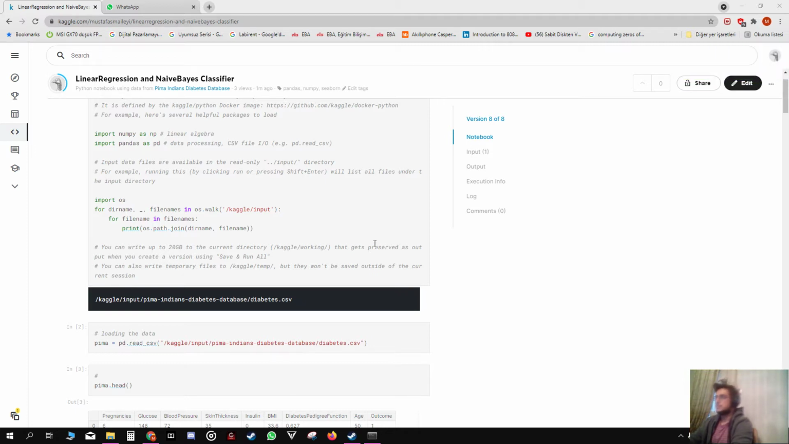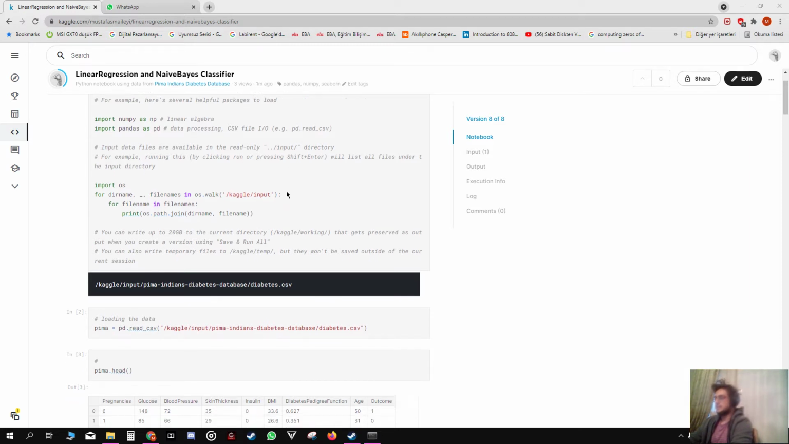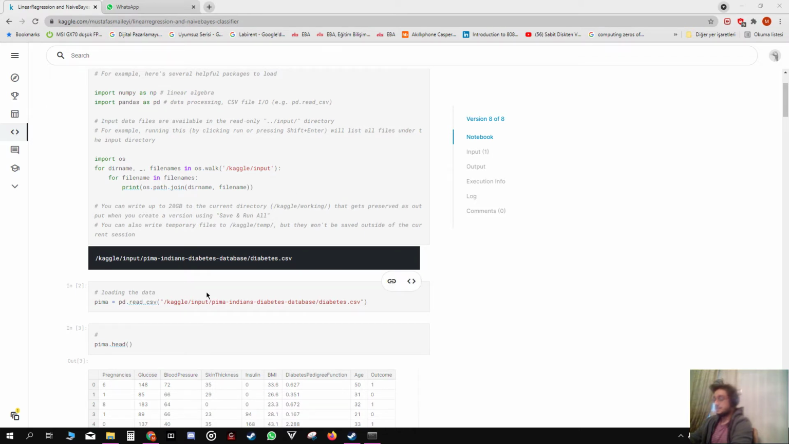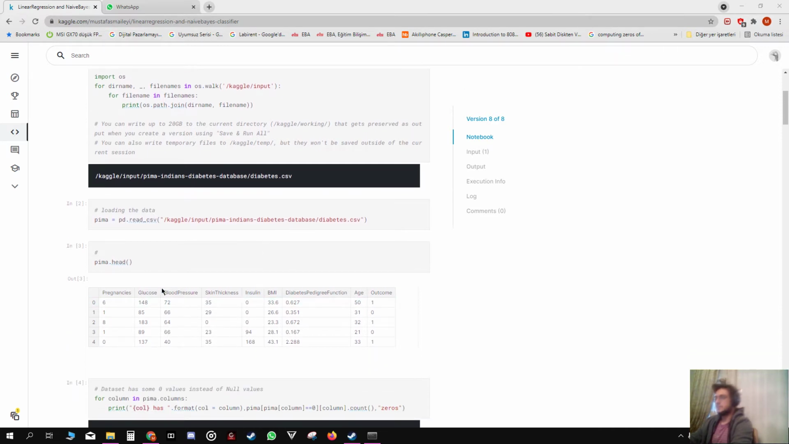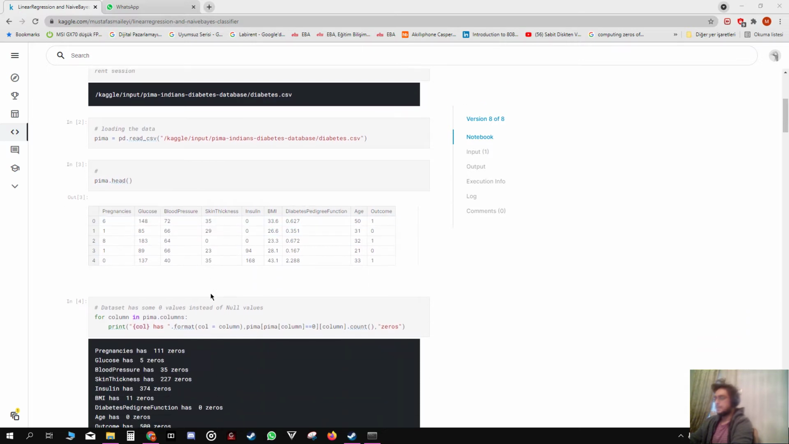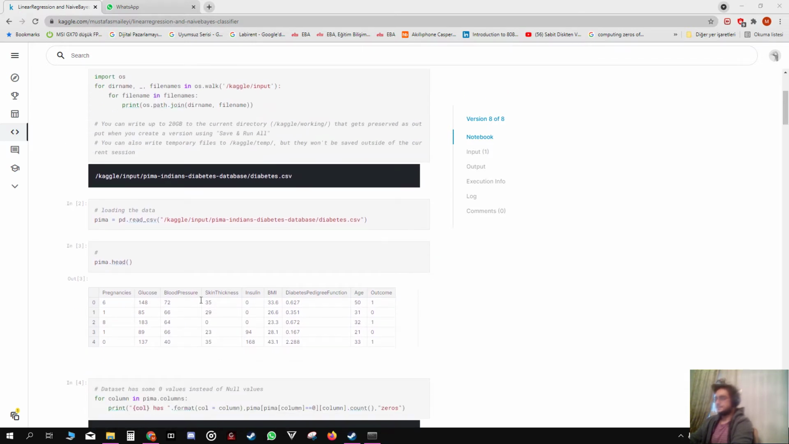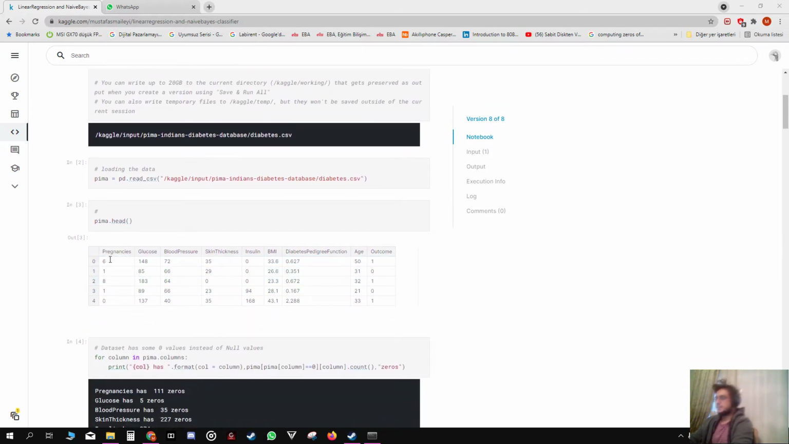Today I will introduce linear classification and naive classification by a sample dataset. The dataset I use is Pima Indian diabetes, which has 768 data samples. The data samples are from Indian women. The data looks like that.